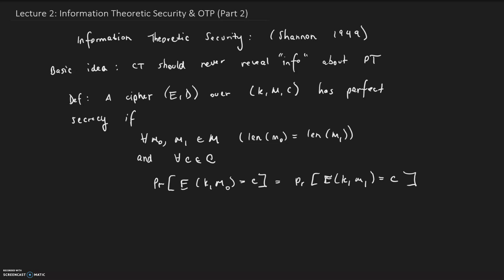Okay, so it just so happens that for every two messages, M0 and M1 in the message space, the only requirement is that the two messages have the same length, and for every ciphertext in the ciphertext space, it had better be the case that if we ask what is the probability that encrypting M0 with K gives C, how likely is it if we pick a random key that we encrypt M0 that we get C? And that probability should be the same as when we encrypt M1. So if all an adversary A has is C, then he has no idea if the ciphertext came from M1 or M0.